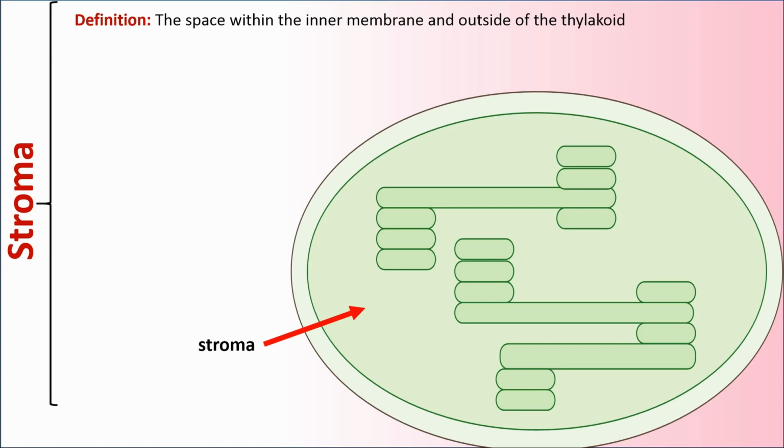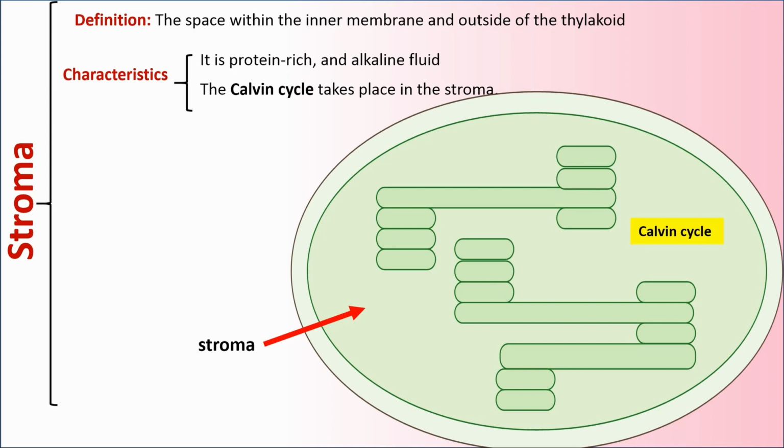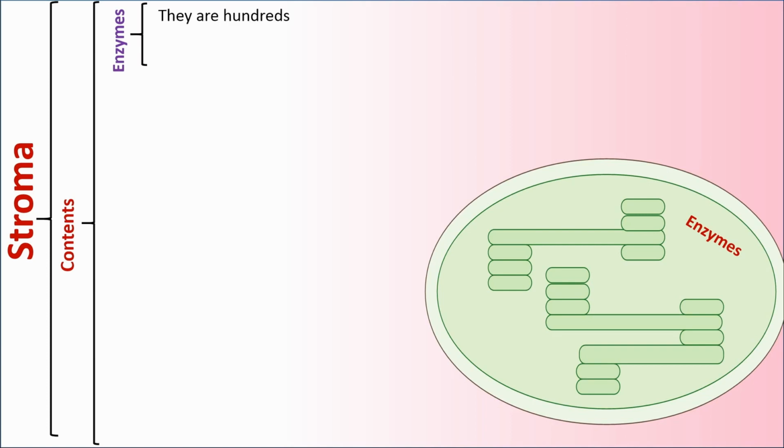Stroma. The space between the inner membrane and outside of the thylakoid. Stroma is a protein-rich and alkaline fluid. The Calvin cycle takes place in stroma. Contents of stroma are as follows: enzymes. They are hundreds. One of the important enzymes is rubisco. They are enzymes that fix CO2 into sugar molecules.